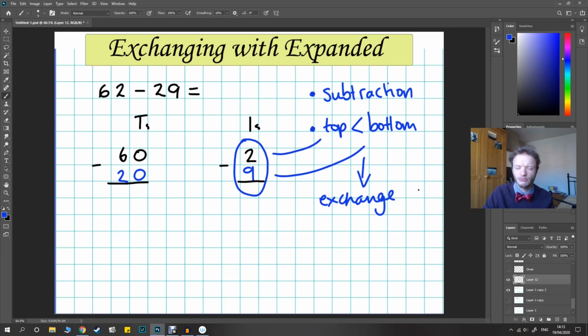What is exchanging? Well, exchanging is a way of making that 2 bigger than the 9. And we do that by taking from the next column over. In this case we're looking at our ones column, so we're going to be taking from the tens column. And we're going to take 10 because it's the tens column. I'm going to take 10 from the tens column, give it to my ones to make it bigger.